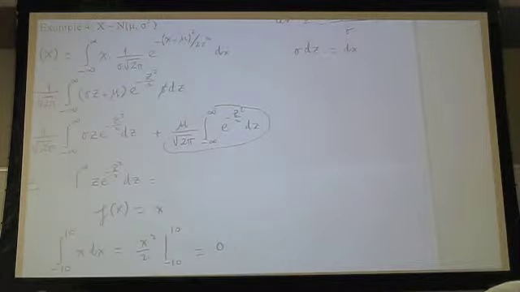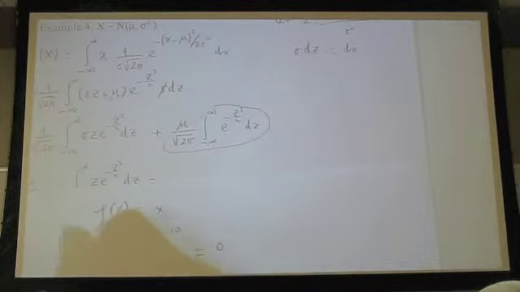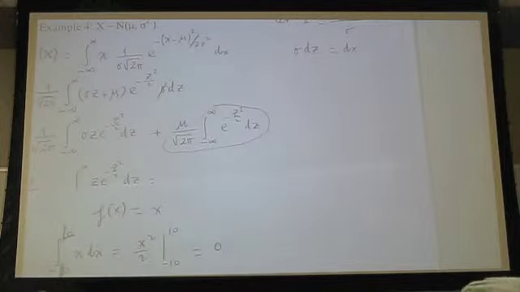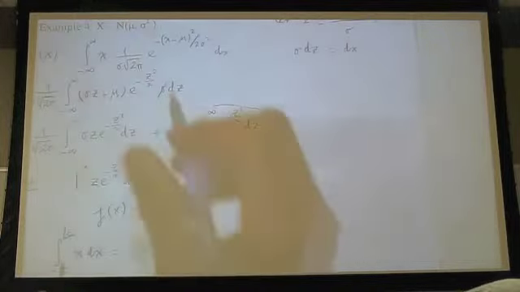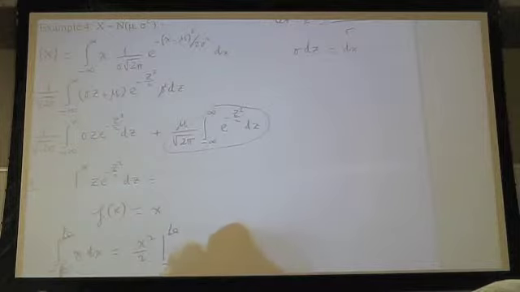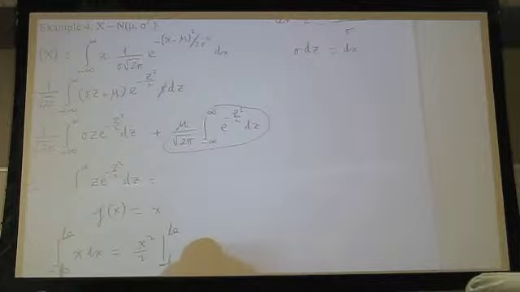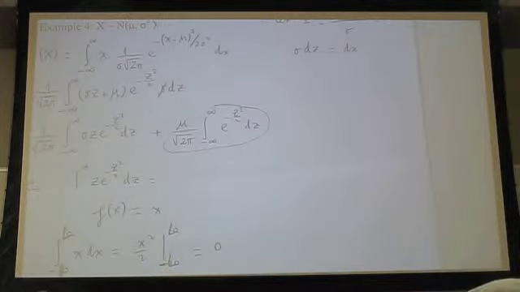Now, by the way, there is nothing special about negative 10 and 10. I may as well put it from negative L to L right here, where L can be whatever. Like L could be a million. Then the upper limit is a million, and down here is negative a million. It's still 0. Can you see that?